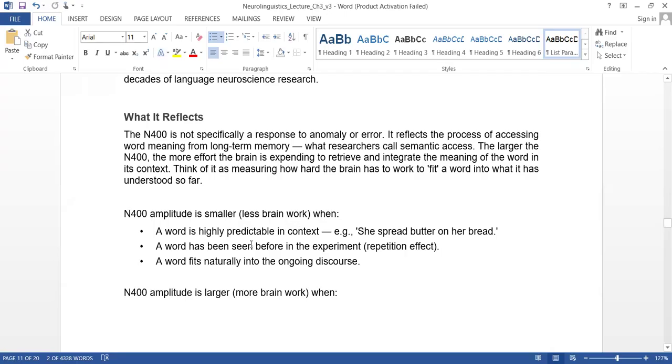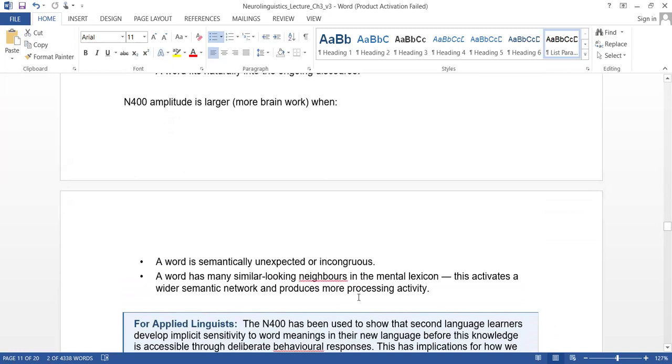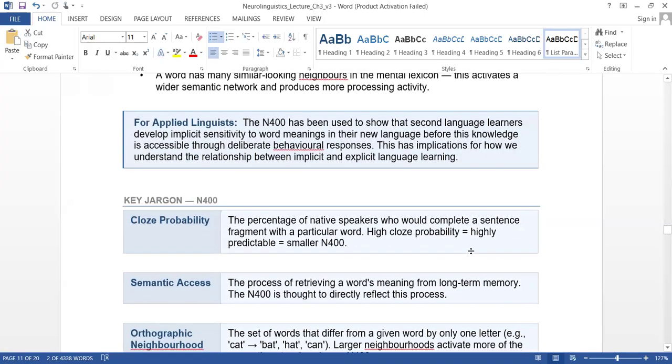The amplitude is smaller when a word is highly predictable, a word has been seen before in the experiment, or a word fits naturally into the ongoing discourse. The amplitude is larger, as I told you, when a word is semantically unexpected, incongruous, or has many similar-looking neighbors in the mental lexicon, and this activates a wider semantic network, producing more processing activity. And this is how we distinguish whether the word is complex or participants are taking more time.